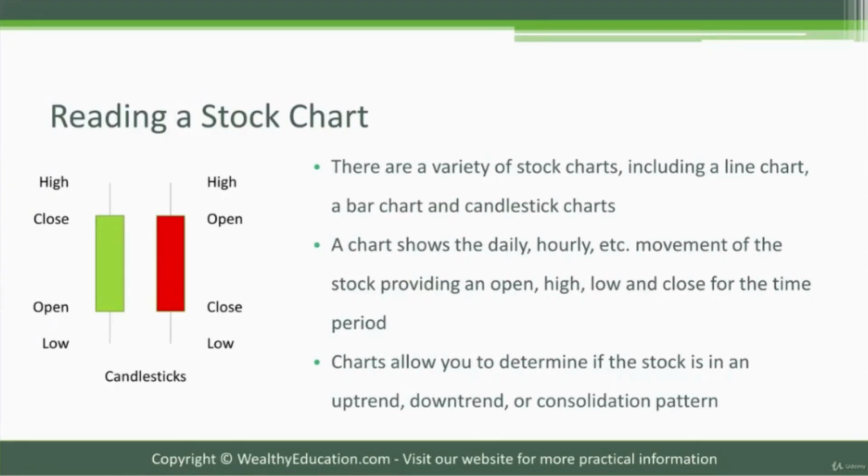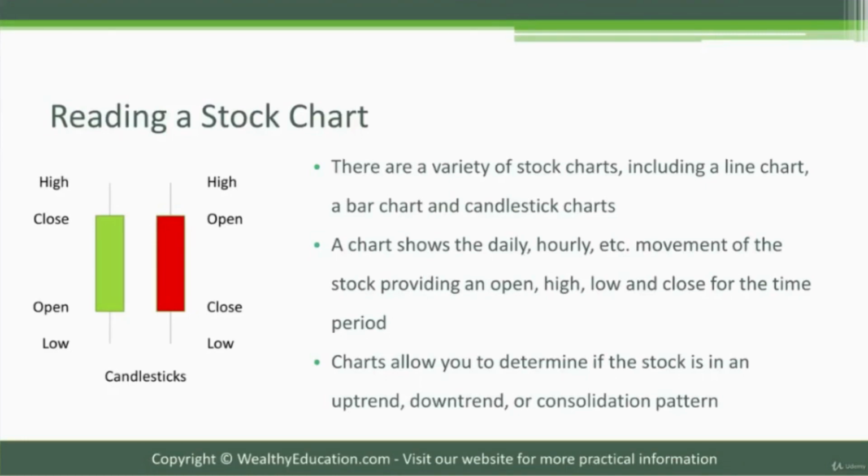Charts are important because they allow you to determine if the stock is in an uptrend, a downtrend, or a consolidation pattern, which basically means moving sideways between two prices. So let's talk a second about the candlesticks on the left. We'll have two types of candlesticks, a red candlestick and a green candlestick. And these will be the predominant candlesticks on a candlestick chart. You can have a candlestick which is neither red or green, which basically means the stock opened and closed at the same price for the day.